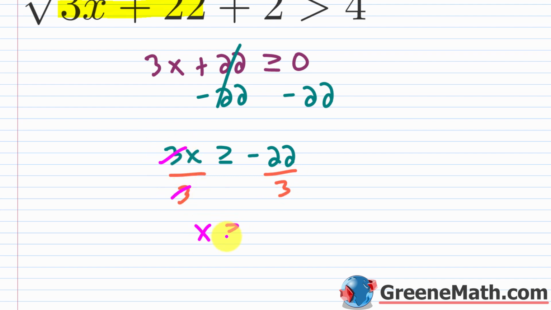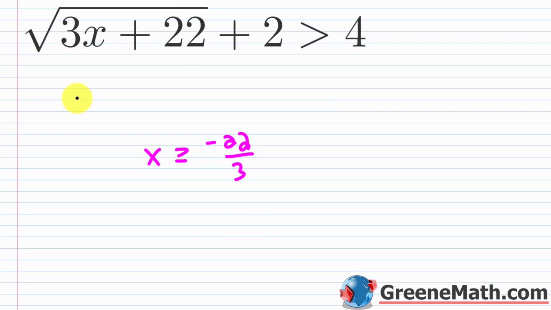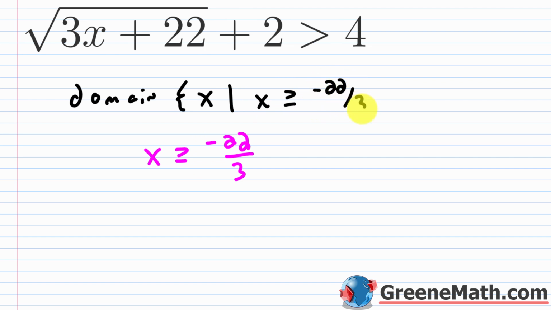You have x is greater than or equal to negative 22 over 3. So again, I'm just going to write that my domain is the set of all x such that x is greater than or equal to negative 22 over 3. And then from here, I'm just going to replace this inequality symbol with an equality symbol, and then solve that resulting equation.